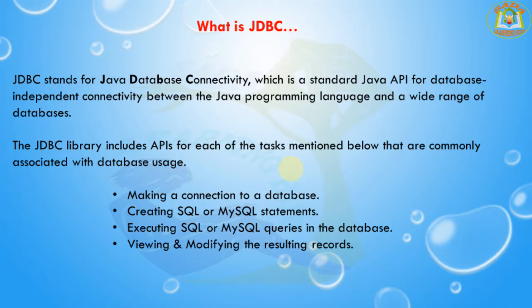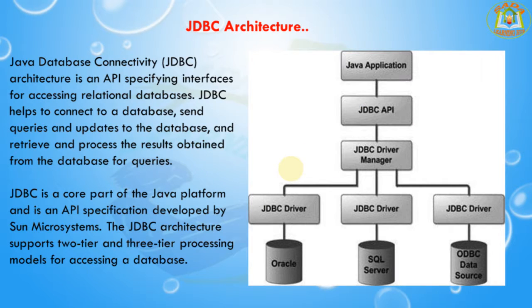The above JDBC applications are two-tier applications. If you see, this is the JDBC architecture. These JDBC applications are two-tier applications. The two layers of these two-tier applications can be either on the same computer or on two different computers. Each JDBC driver is specific to one database software.